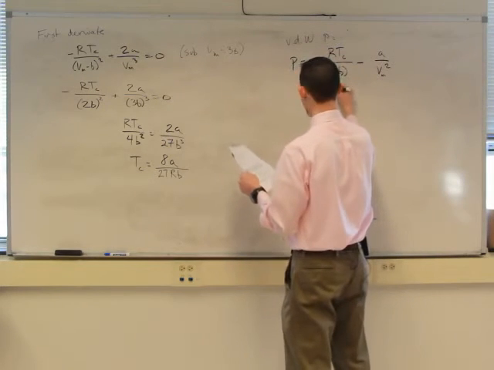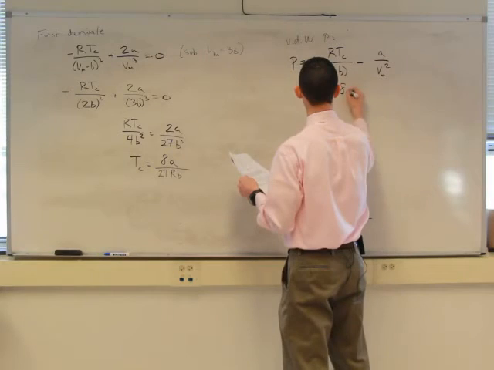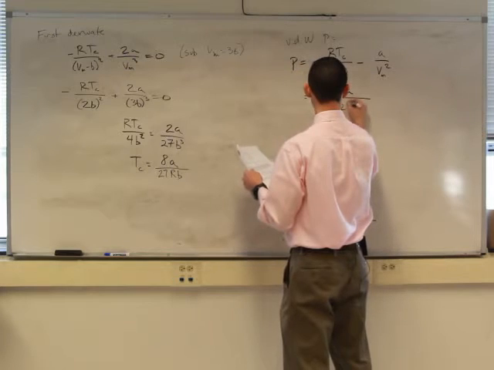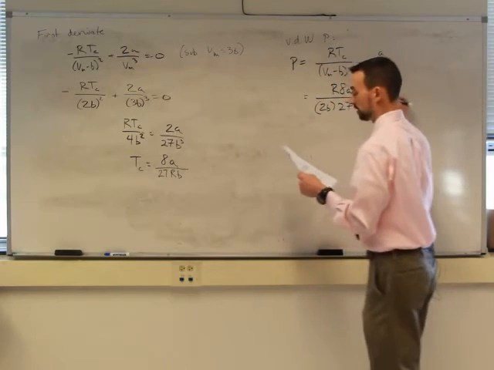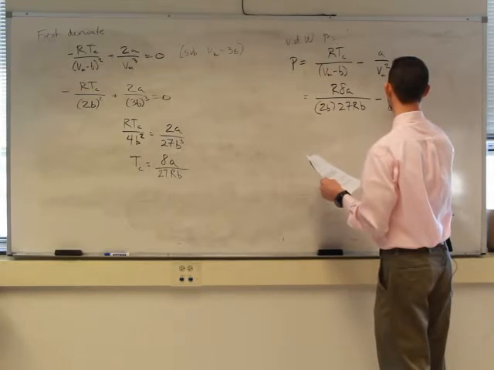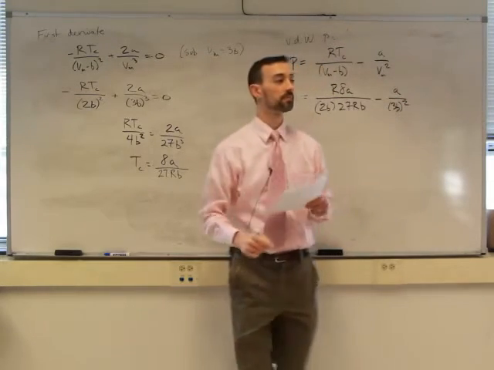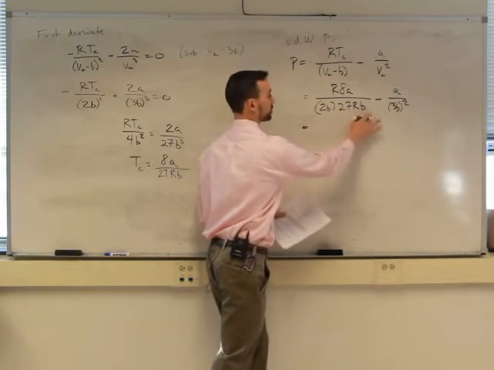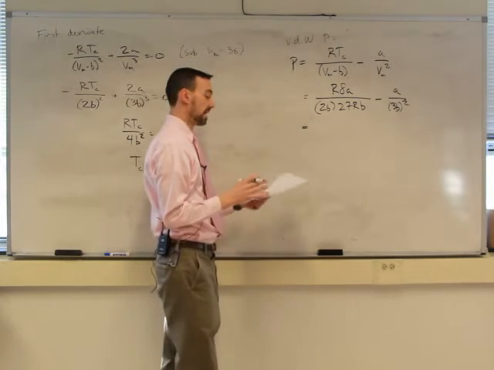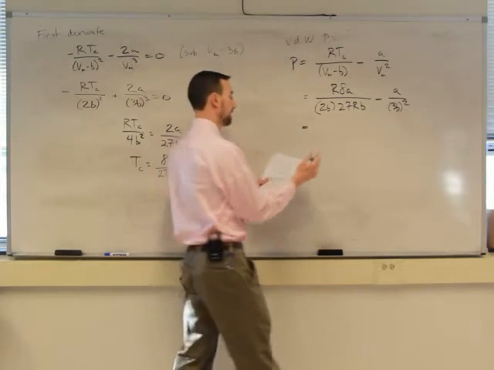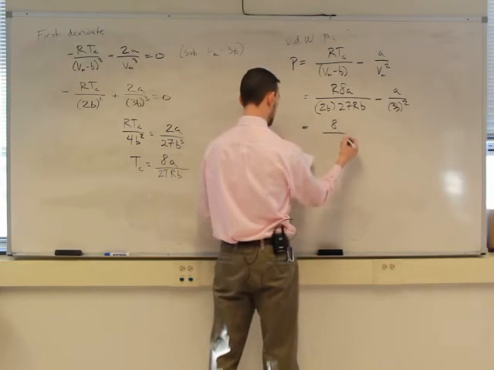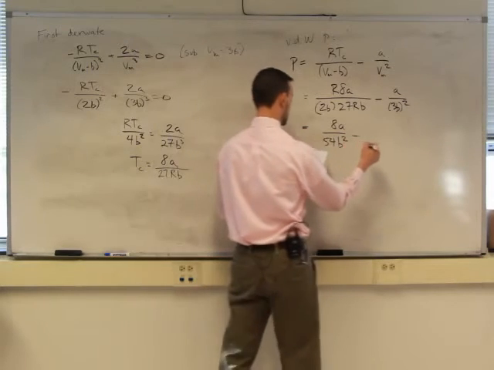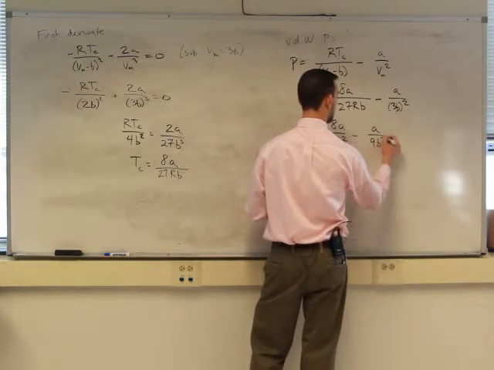This gets a little bit hairy. R 8A over 2B, 27 RB minus A over 3B squared. I had two substitutions here. That's why you see 2B and then a B over there. Okay. And then as I start to simplify, this first part becomes 8A over 54B squared minus A over 9B squared.